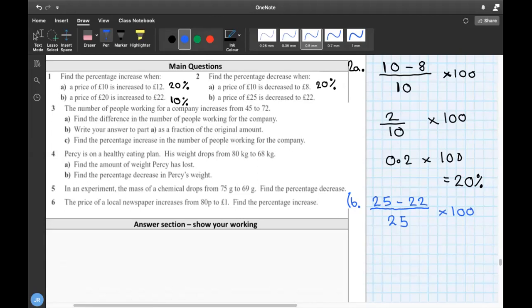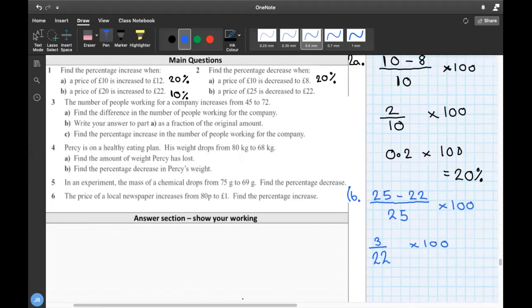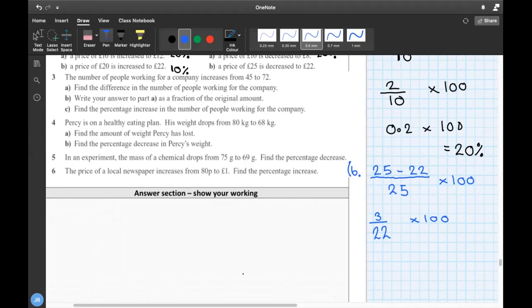25 take away 22 leaves you with 3. 3 divided by 25. Here you could use a calculator or you could use a bus stop method. 3 divided by 25, you're going to get a decimal result. And if you do that, you get 0.12. So you've got 0.12 multiplied by 100, and that leaves you with 12%. So we found that to be 12%.